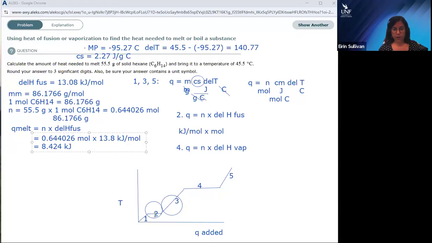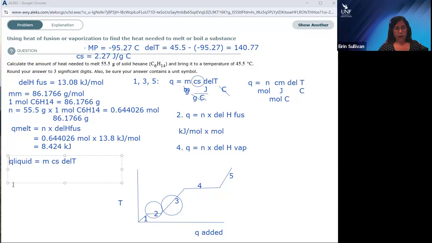So this is for section 2, the melting. The next thing I have to do is the heating of my liquid, in section 3. So Q heat, I guess. Actually, that's confusing. Let's call it Q liquid. That is going to be based on my specific heat capacity, so that's m times Cs times delta T.